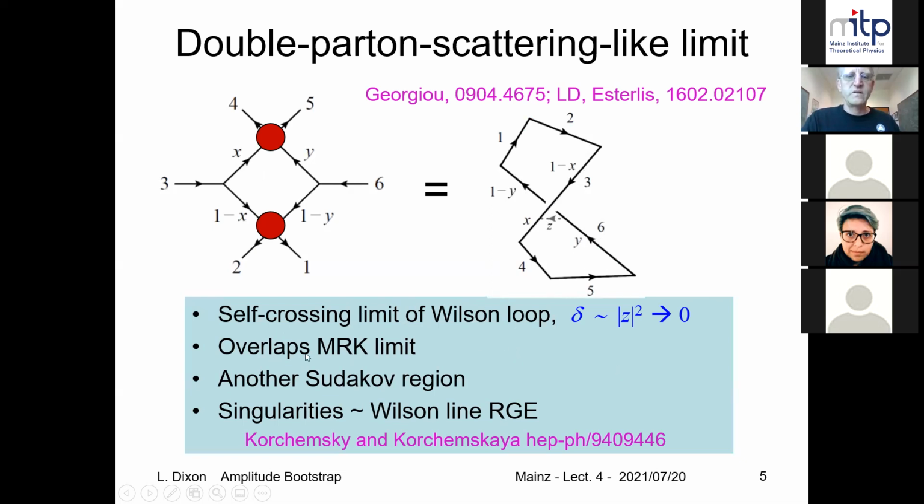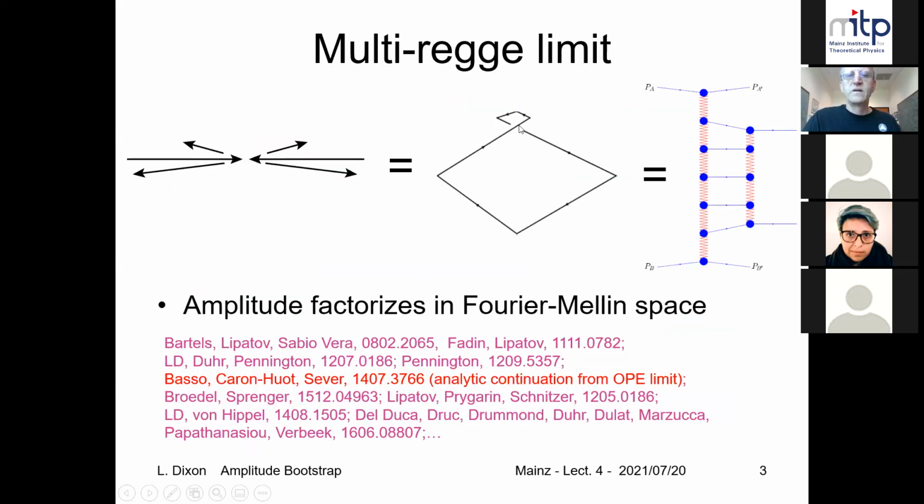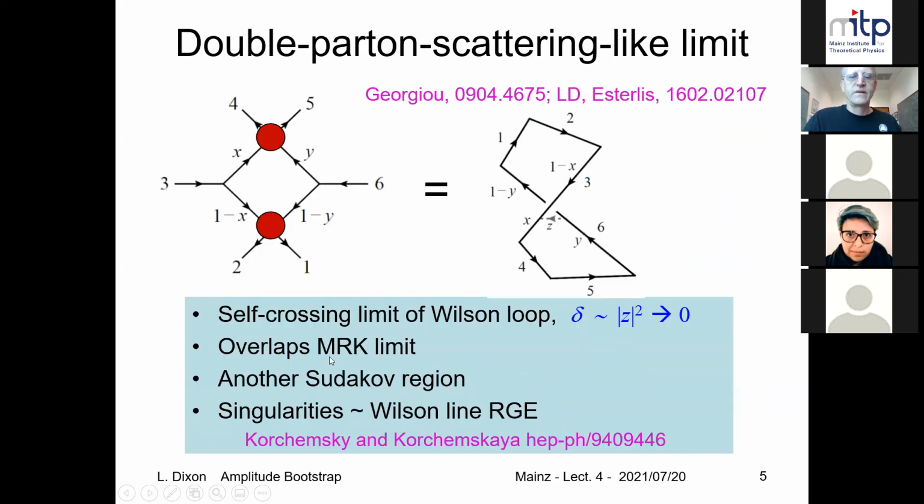This limit, by the way, overlaps the MRK limit, because if we go back to this picture, well, these don't have to cross, but because these guys are getting small, they're effectively almost crossing there. This is the limit of a very small box. So there's an overlap of the MRK limit, and you can apply results from one limit to try to connect to the other limit. The singularities, when you have 2 Wilson loops that cross, were studied a long time ago. There's a Wilson loop renormalization group equation, and some of that governs this behavior.